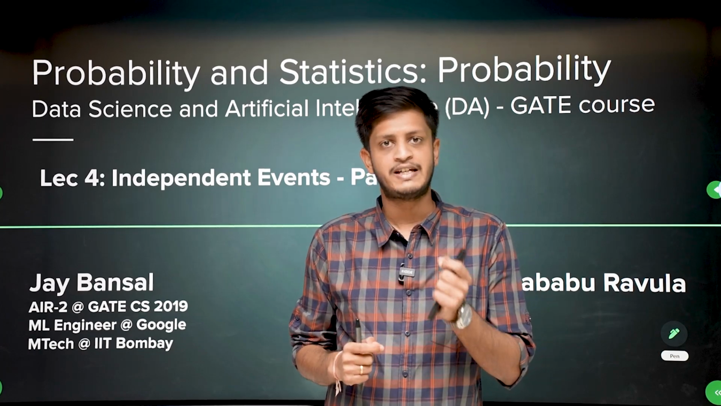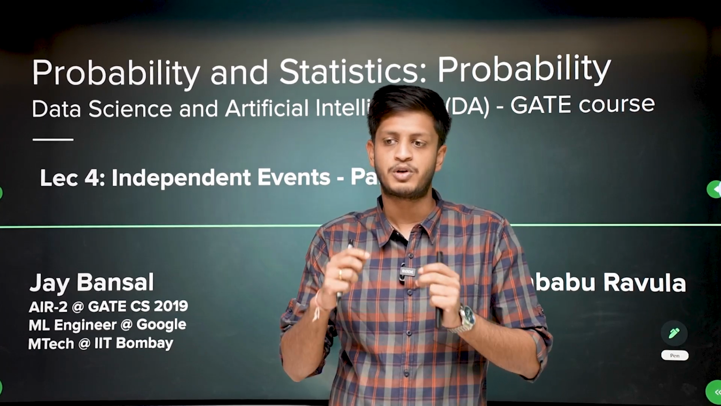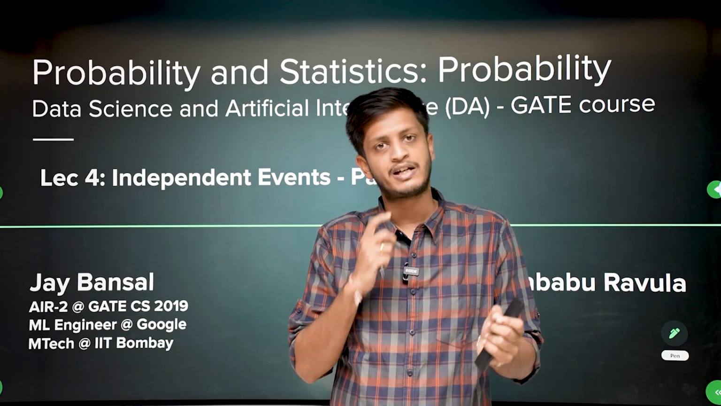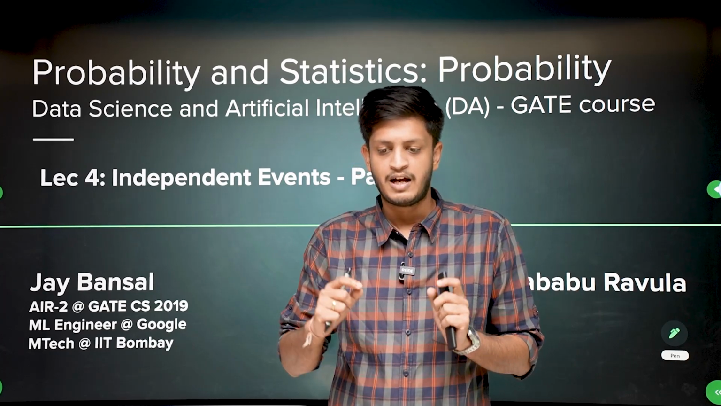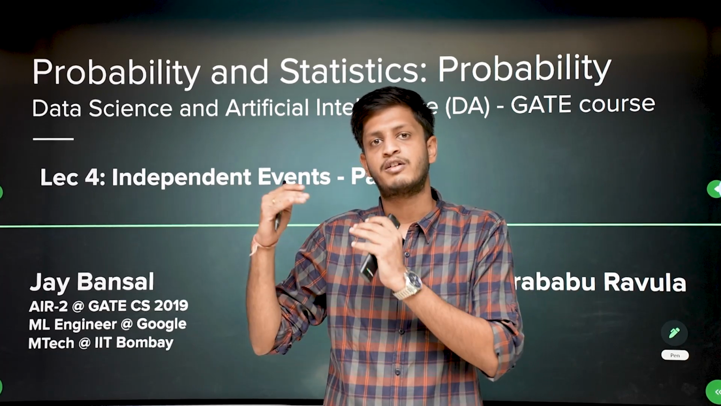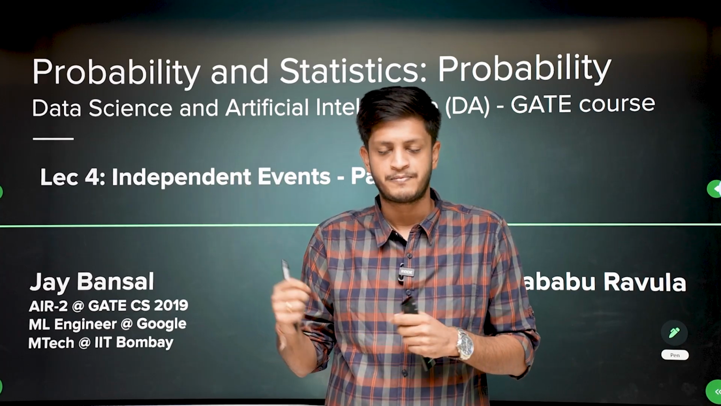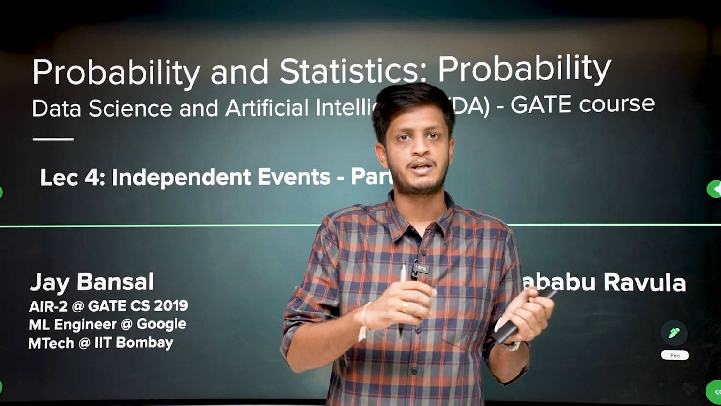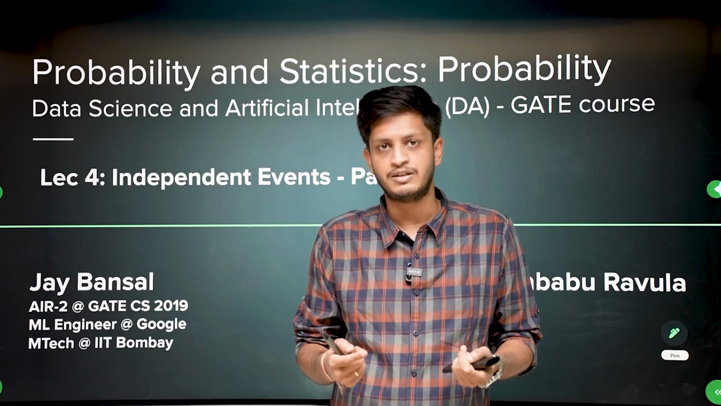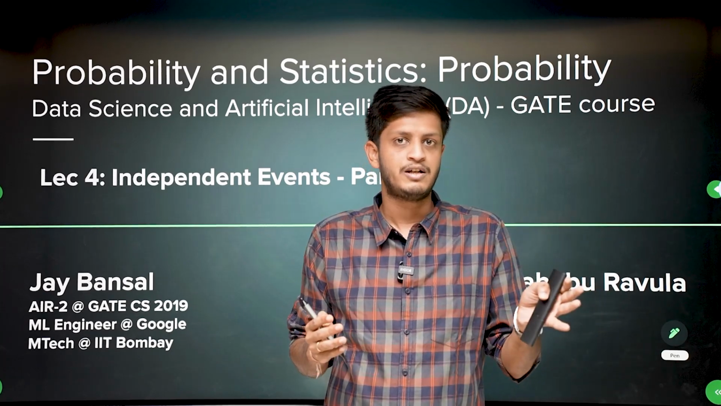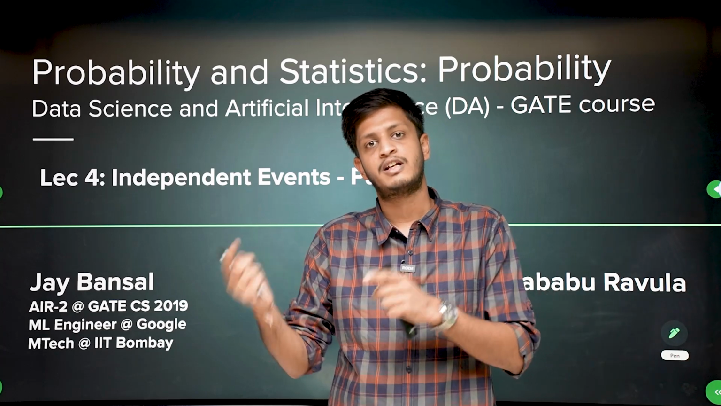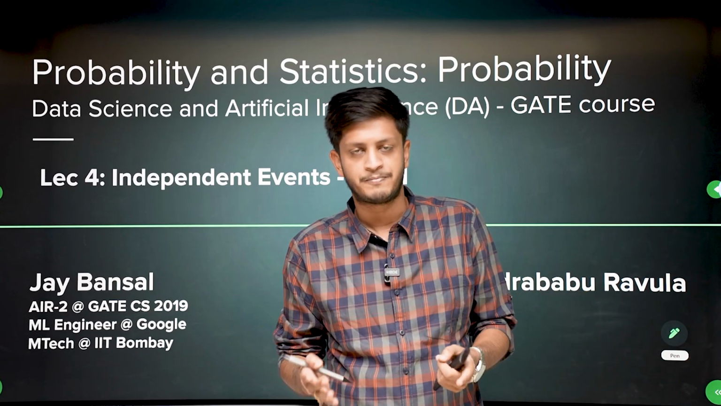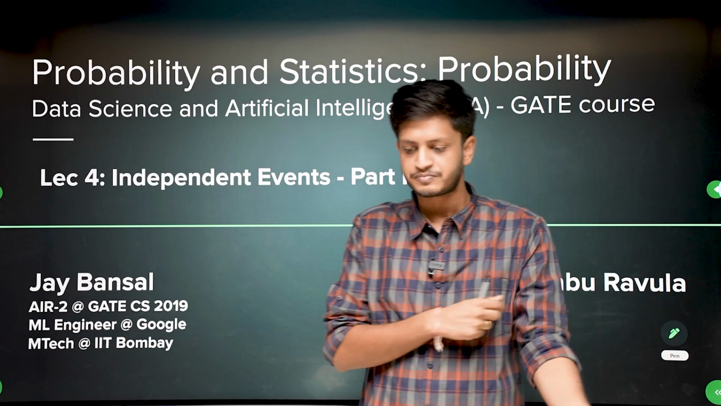We have seen conditional probability: the probability of an event A given that event B has already happened is equal to probability of A intersection B upon probability of B. Then we rearranged it to get probability of A intersection B, the probability of two events happening together, which is the probability of any one event times the probability of the other event given that the first event has already happened. That was called the multiplication theorem.